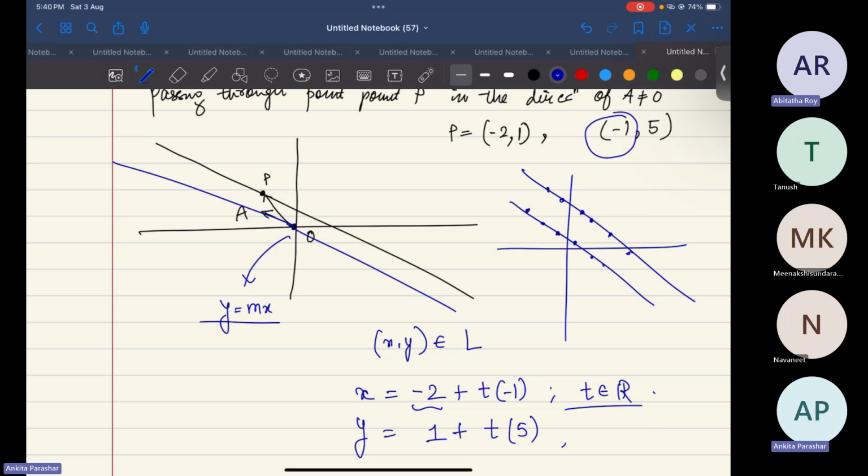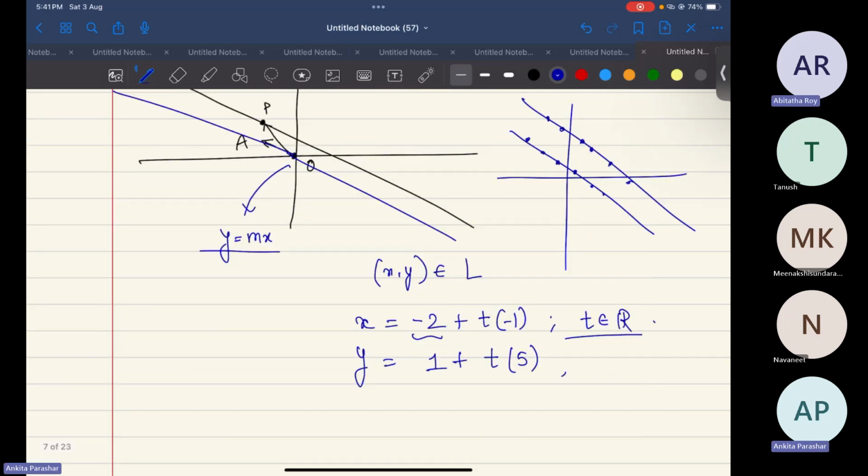Is that okay? If I take t to be 0, the point will be (-2, 1). That means my point on the line is (-2, 1), so we are passing through (-2, 1). And if I write any t, that means we are translating that line which was passing through (-2, 1) by the direction A. Is that okay? The parameter t just represents how much we have to translate the original line to get the new line.